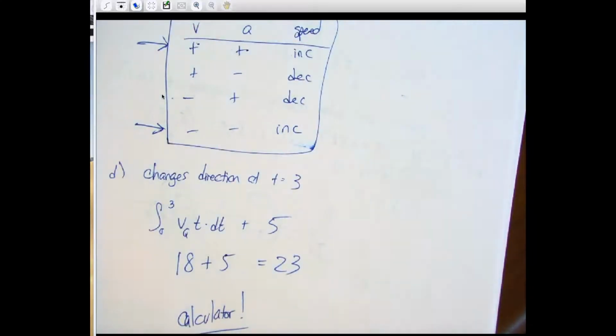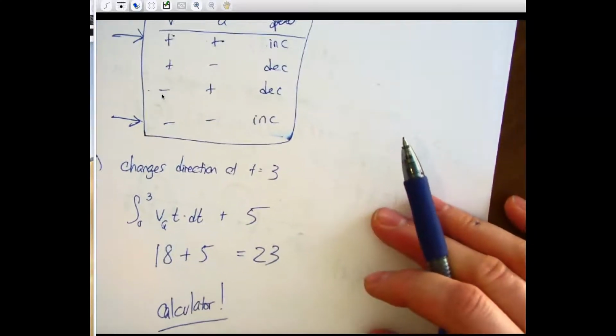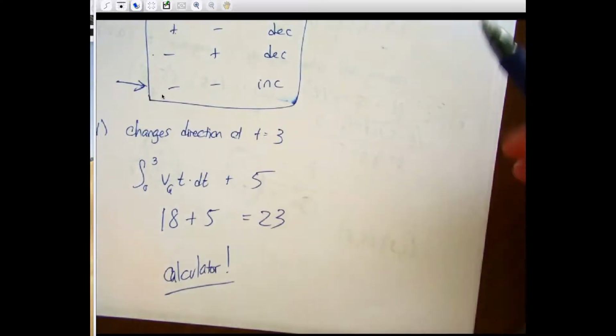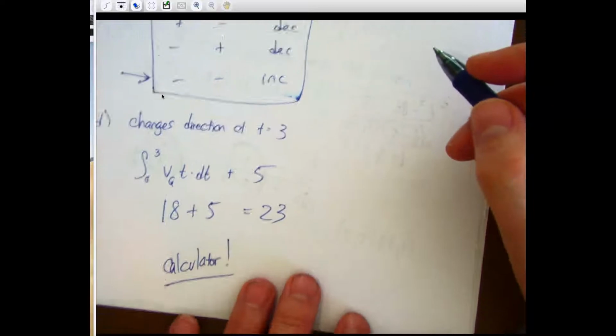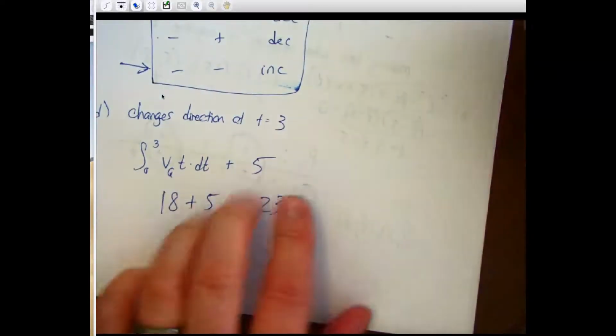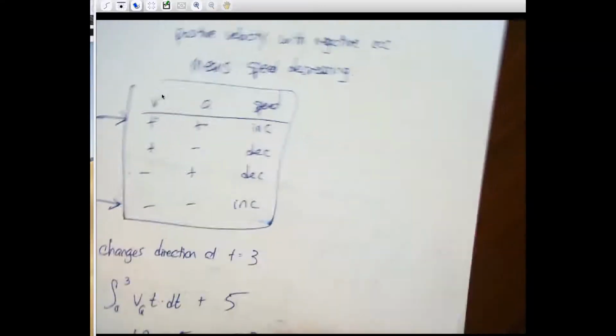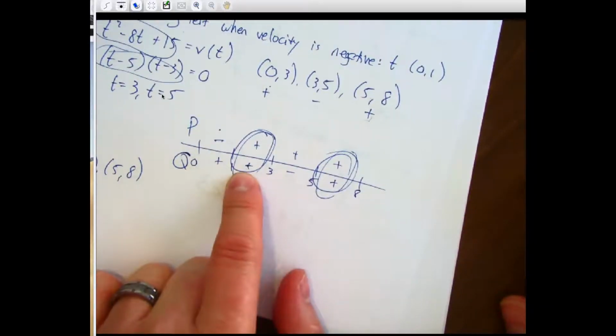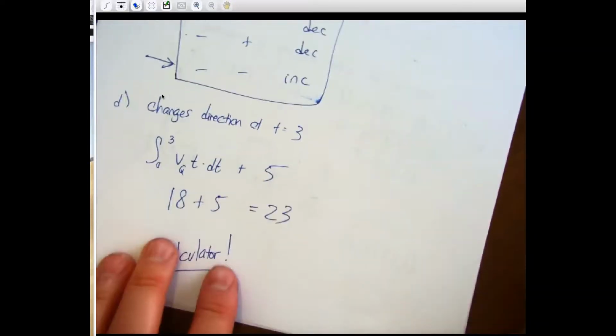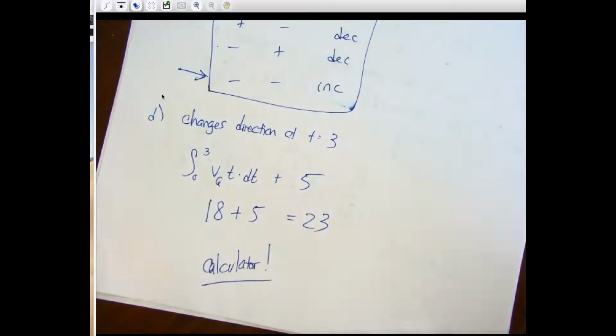Part D, find the position of Q the first time it changes direction. So it changes direction at t equals 3. And so we knew that from above. Right here, the first time it changed direction was positive to negative, so it happened at 3. And they're saying, what's the position? So first of all, how do we go from velocity to position? We integrate.